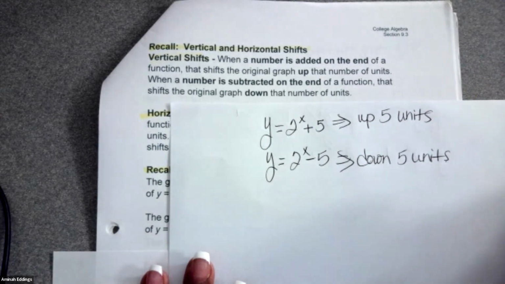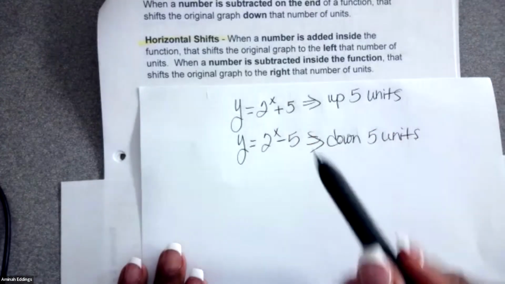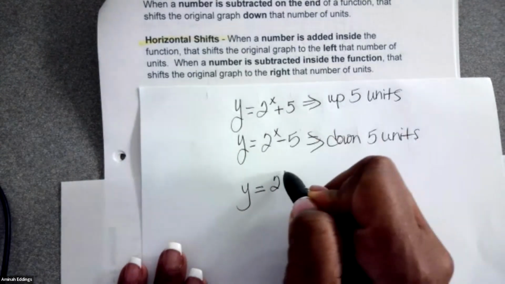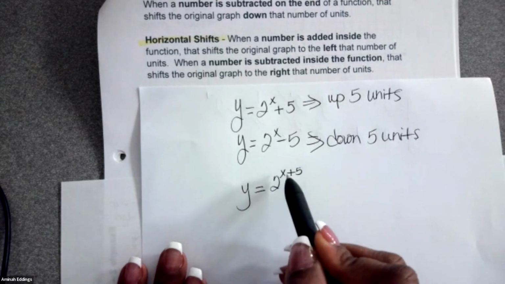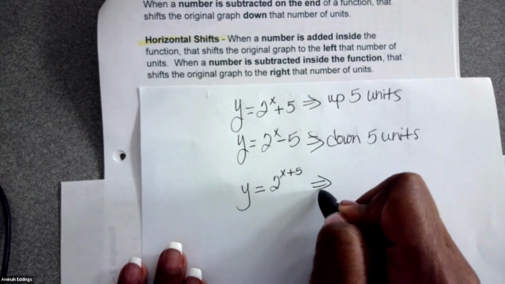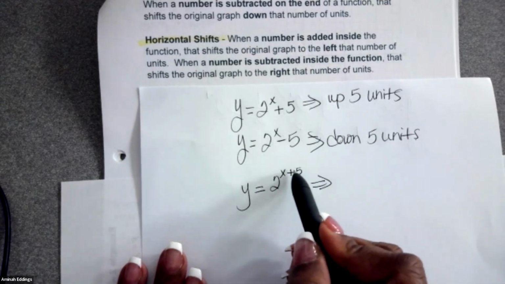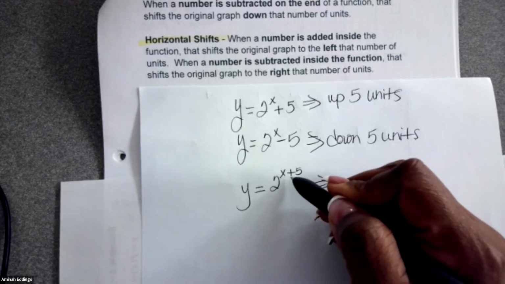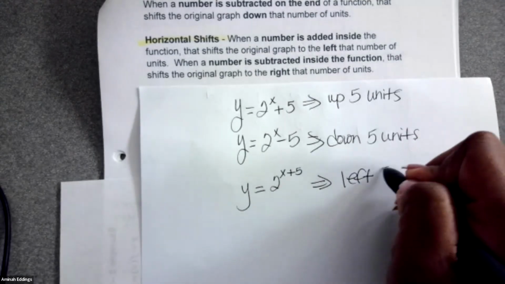Okay, let's talk about a horizontal shift. Horizontal shifts occur within the function. So let's say I said y is equal to 2 to the x plus 5. This time I'm adding 5 inside my function of 2 to the x. And so this is going to give me a horizontal transformation. And if you recall, we talked about when it's inside the function, we do the opposite of what we see. So you would think we were going to move right because of that plus 5, but we would actually shift left 5 units.